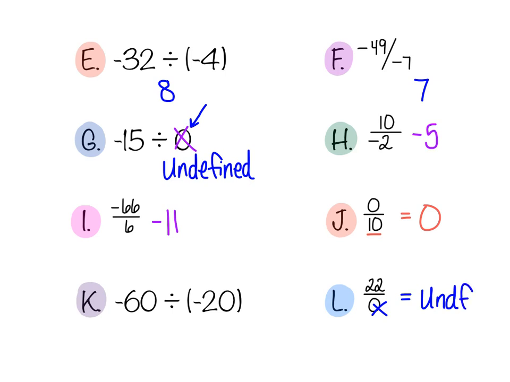Let's go back to example K. 20 goes into 60 3 times. Both numbers are negative, so that makes a positive 3. They will pair up. Again, it takes two negatives to make a positive there, which is different from your adding and subtracting rules. So again, multiplying and dividing is completely different.